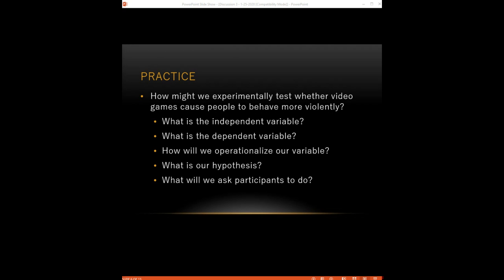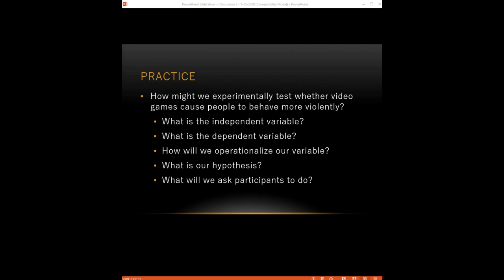How angry a person can get, because anger is a form of violence. Okay, good. So we could ask people to have a video recording of them and then have other people rate, okay, how angry does this person look?